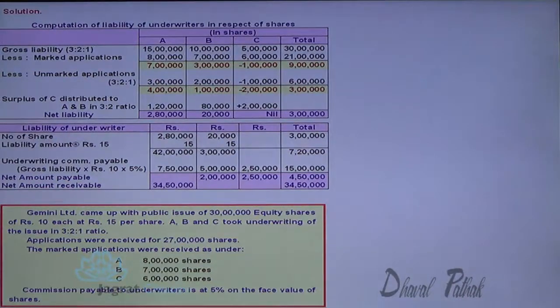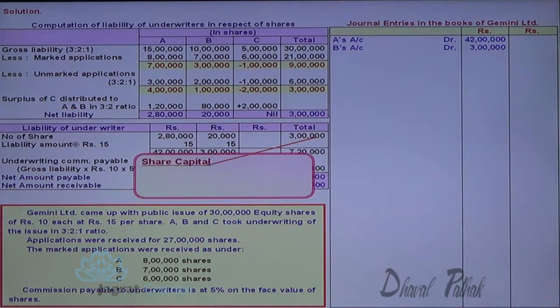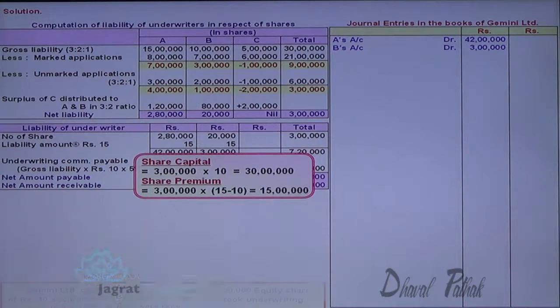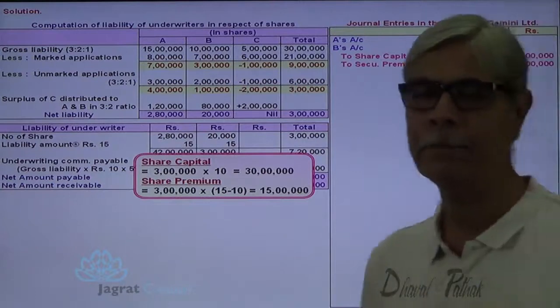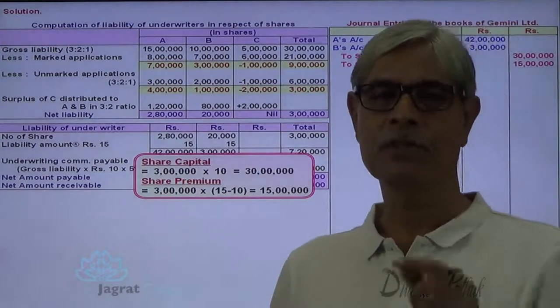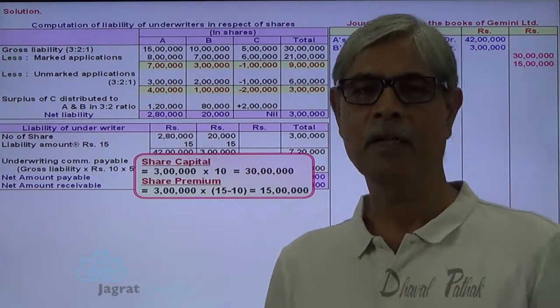Now let me write down the journal entries for shares allotted. A account debit, B account debit, to equity share capital account credit, 3 lakh shares into 10 each, to security premium, 3 lakh into 5. So equity share capital account credit and security premium account credit, being shares allotted to underwriters as per underwriting agreement, that is the narration.